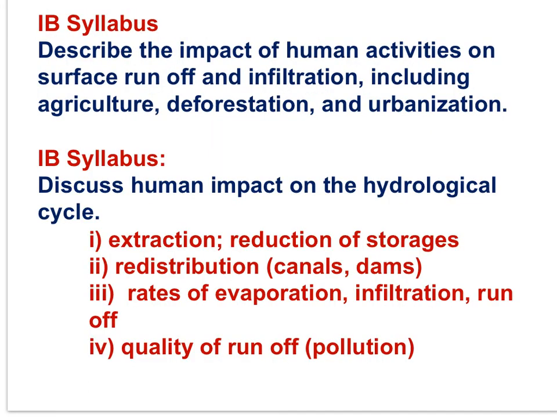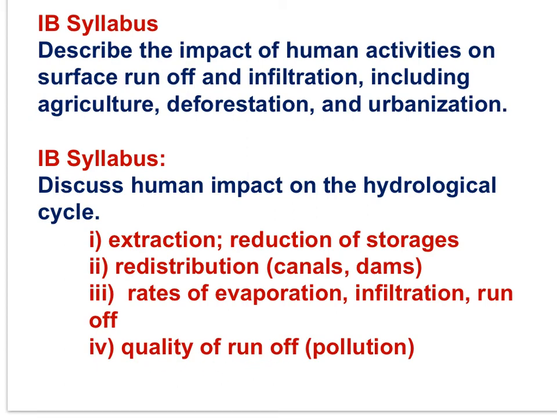Over the last 20 slides or so, I have presented these two IB syllabus statements. I have suggested that human activities are having the following impact on the hydrological cycle. We are changing rates of extraction and reducing storage. We are redistributing water with canals and dams. We are changing rates of evaporation, infiltration, and runoff, and we are changing the quality of runoff.